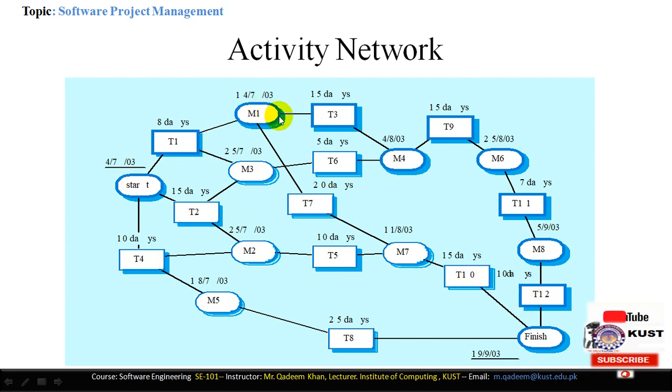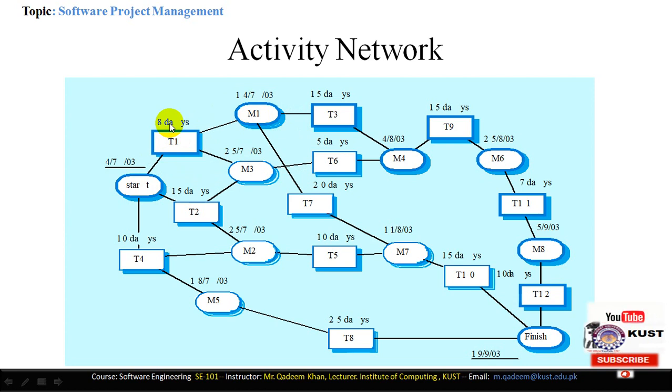And milestones are defined with these round-shaped rectangles, the ovals M1, M2 and so on. On the milestone we define the date when this milestone has been achieved. And on the task we define the label of the days. This is the working days required to complete task 1.